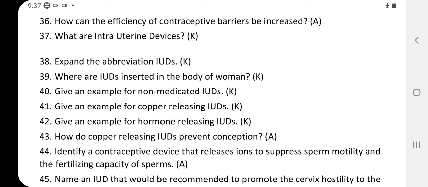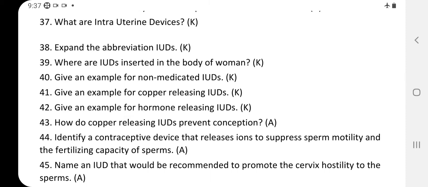Expand the abbreviation, that is IUDs. The expansion of the IUDs is intrauterine devices. 39th question. Where are IUDs inserted in the body of a woman? The IUDs are inserted in the uterus through the vagina.